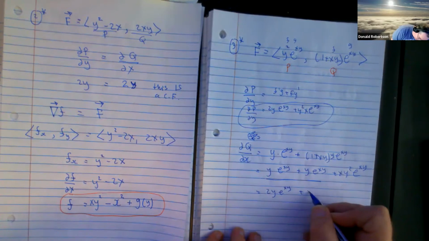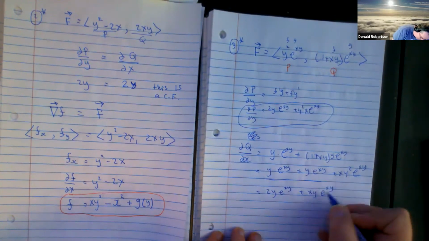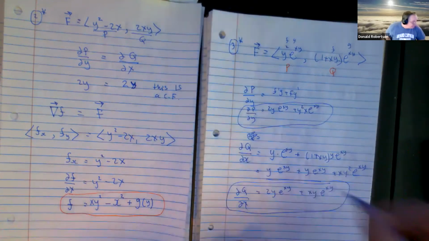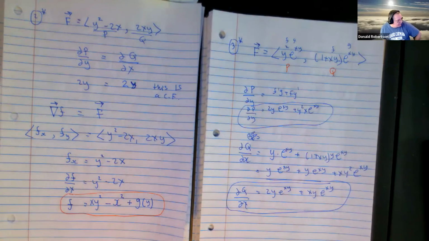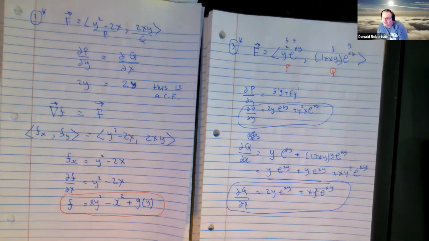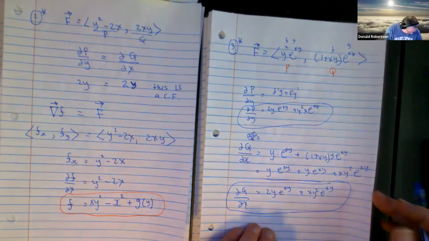And as unlikely as it seems, aren't they equal? Xy squared. Oops, I forgot my square. Xy squared. Right, they're equal. Conservative field. Any questions before we move on to finding the potential function little f?